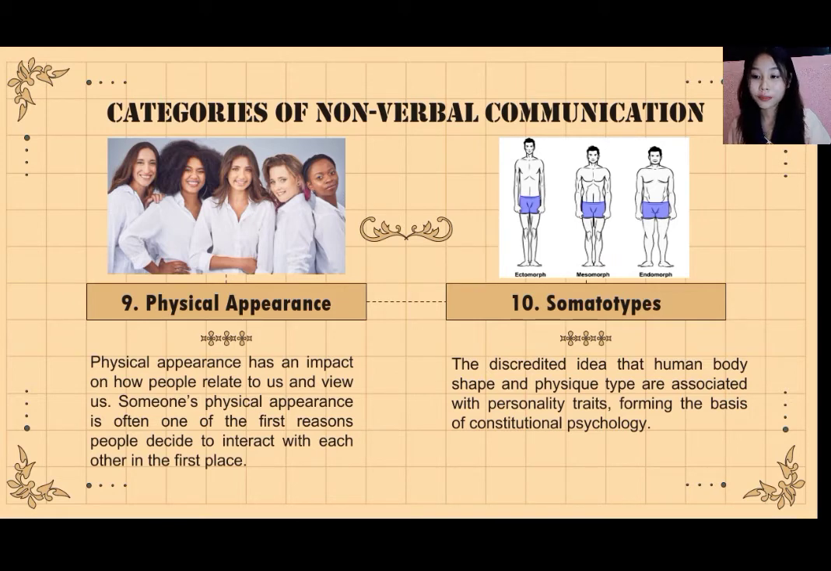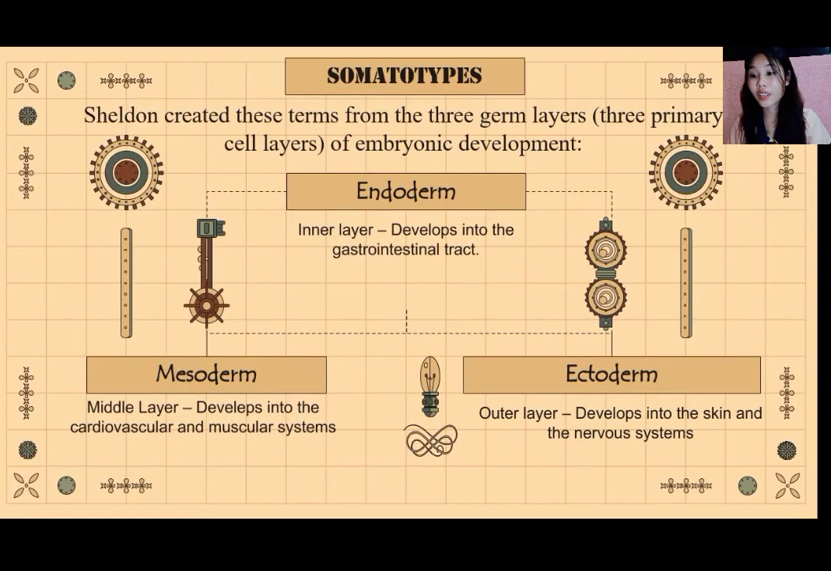First, before we go to the different sizes, we will still discuss Sheldon, who created these terms from the 3 germ layers. So these are the 3 primary cell layers of embryonic development. So we are familiar with the term endoderm. So this is an inner layer which develops into the gastrointestinal tract.